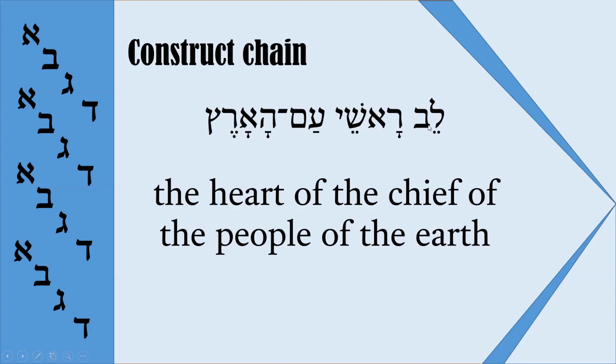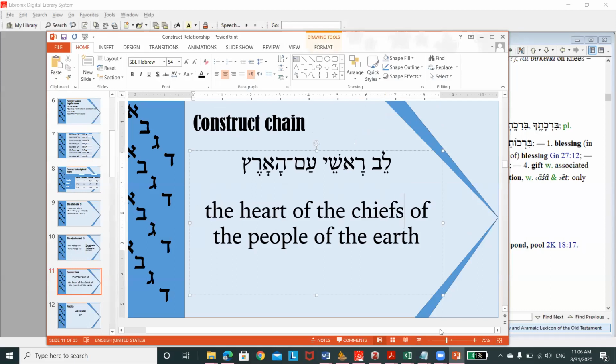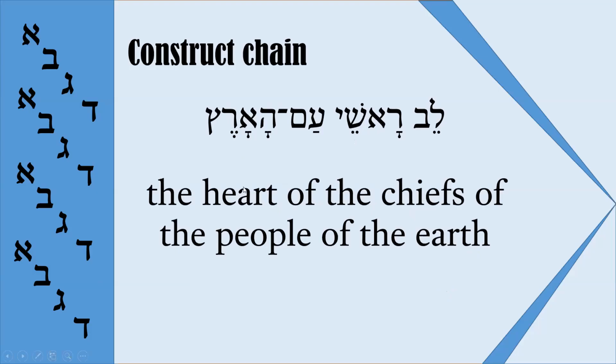So it looks like the heart of the people, or the heart of the chiefs of the people of the land. So it is not very much correct because it's in plural. The heart of the chiefs of the people of the earth or of the land. Lev, Roshe, do you see this is the suffix of plural masculine, Am, Haaretz.